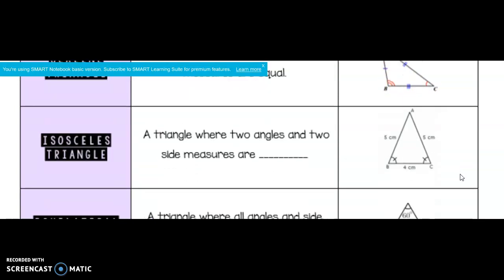An isosceles triangle is a triangle where 2 angles and 2 side measures are the same. So we can see side AB and AC are the same length, and the angle measures here are the same measurement. Isosceles, I used to think I have 2 eyes. Well, there are 2 angles and 2 sides the same.